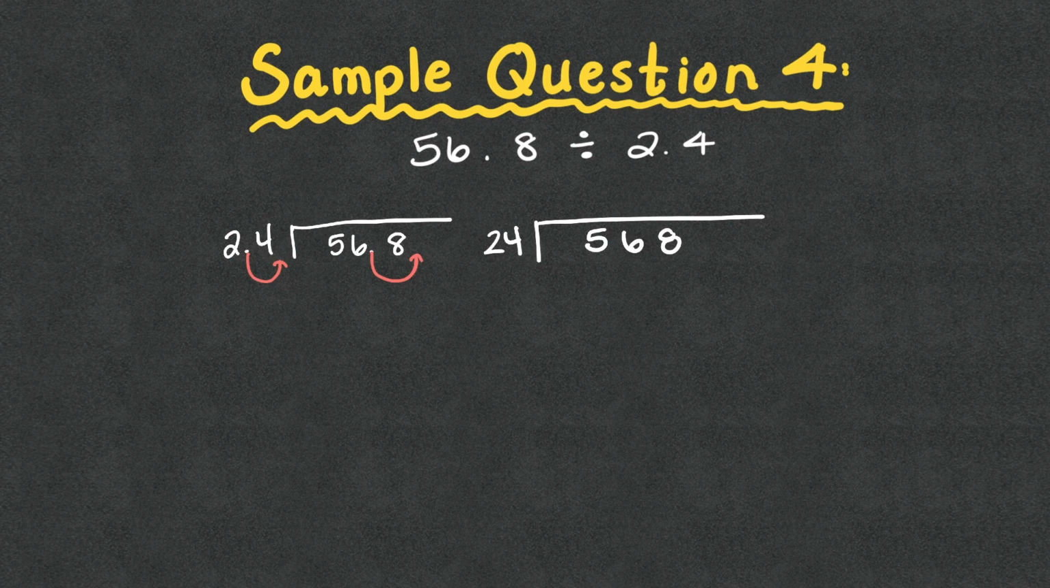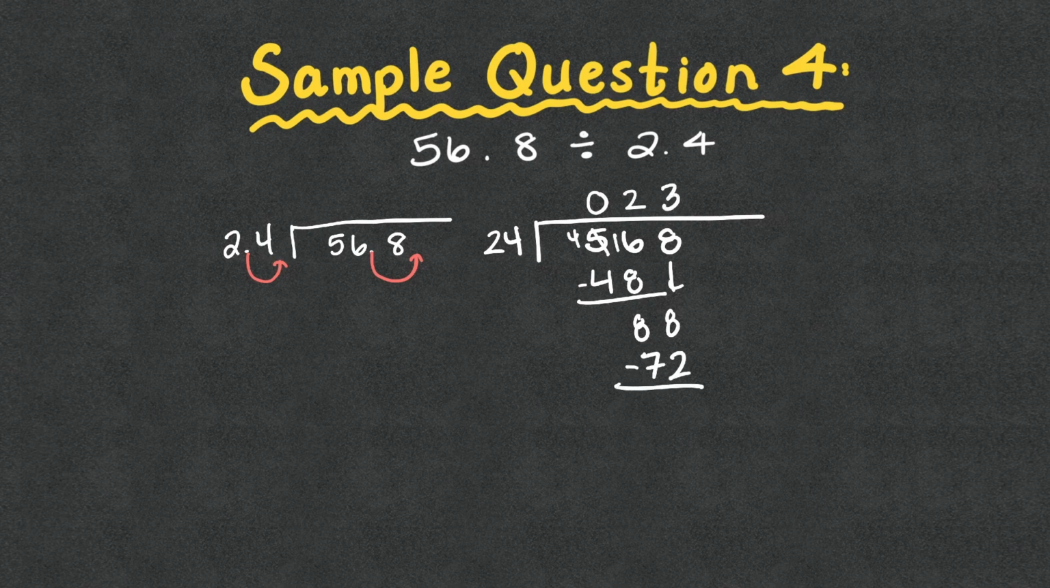So 24 does not go into 5. It goes into 56 2 times. 2 times 24 is 48. We subtract, that gives us 8. We bring down, we say 88. 88 divided by 24, that is going to be 3 times, because 3 times 24 is 72. Subtract, we get 16.